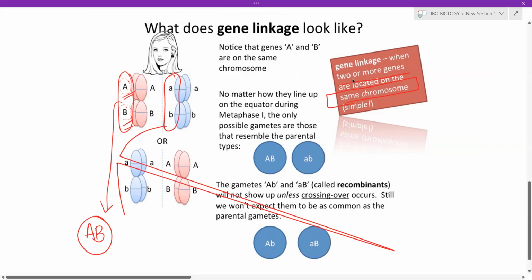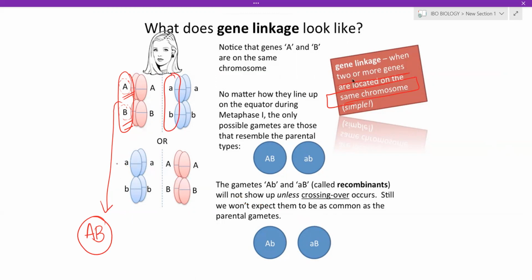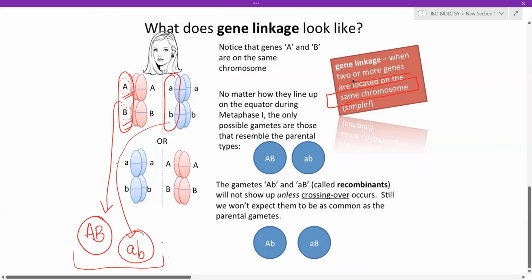You cannot have a capital A with a small b in this case, until and unless something else happens, that is, crossing over takes place. You will have a small a and a small b, and that's it. You cannot have more combinations in this case. These alleles do not assort independently.